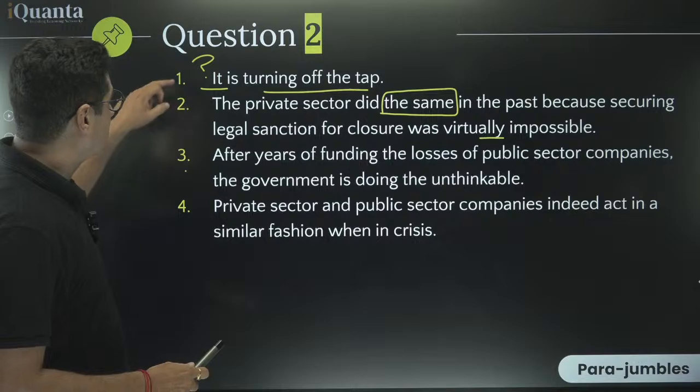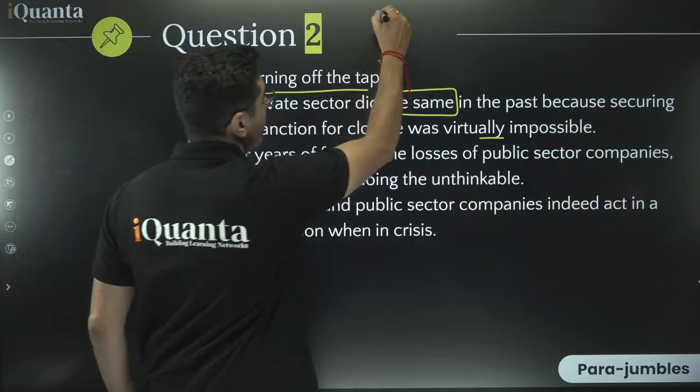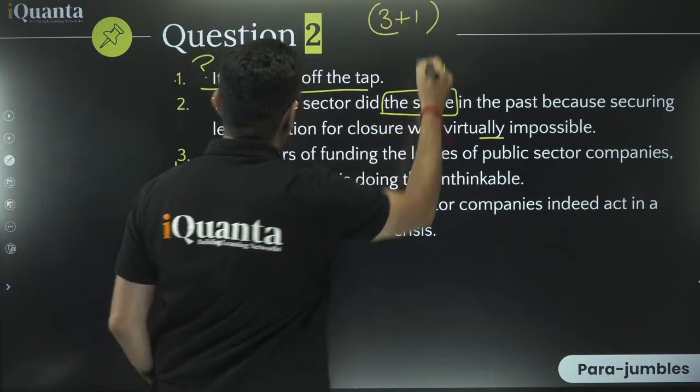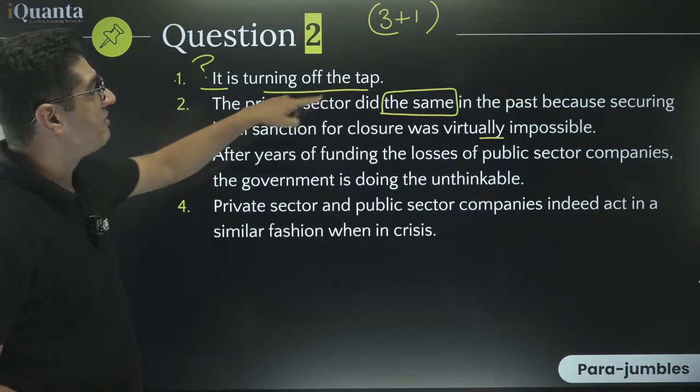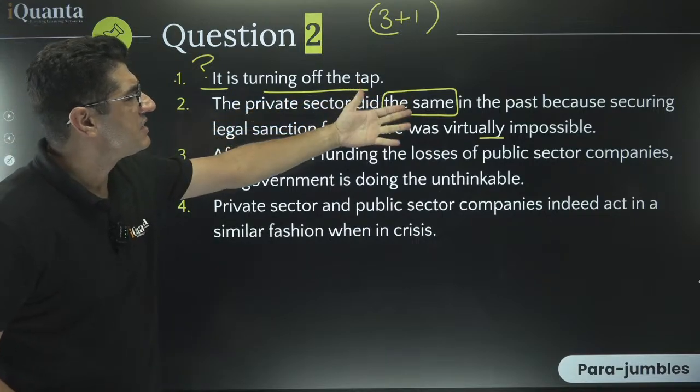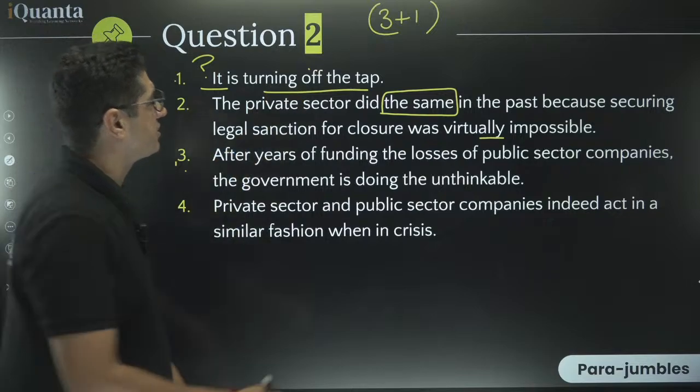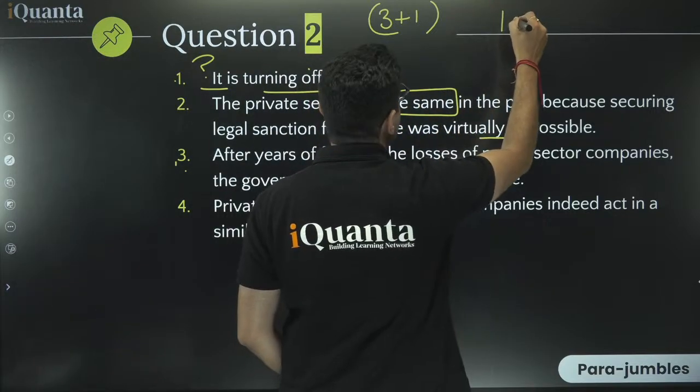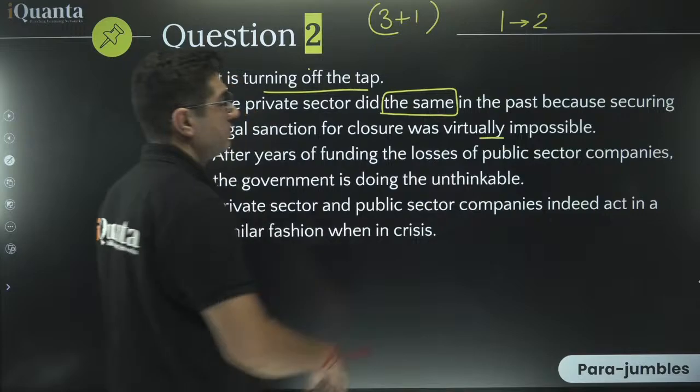So 3 and 1 get connected by that idea. Then now we know when you look at 2, the private sector did the same. Where is an action happening? The action is happening in 1. So you need to have 2 after 1.